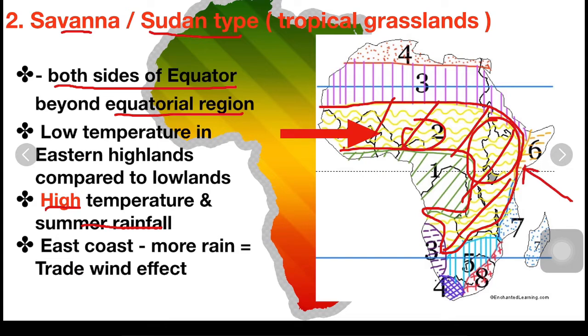Why? Because this region is located in the region of trade winds. So when these trade winds travel, they shed their moisture more in the eastern part. As they move towards the western part, their moisture gets emptied or remains very, very less. So the western part of this region receives very, very little rainfall. Hence, concluding, the eastern coast receives more rainfall because it lies in the trade winds belt, but the western coast of Africa in this region does not receive that much rainfall.